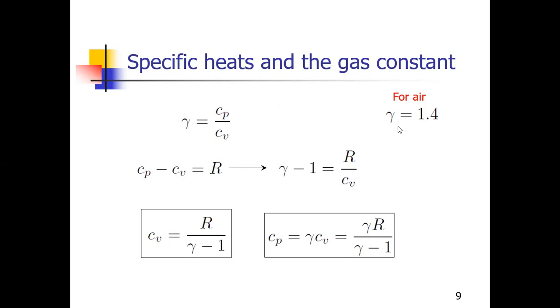The question that you may have in mind is, why is gamma larger than 1? Why is Cp larger than Cv? Can anybody answer this question for me? It's an important question. It would be nice if you have an understanding of this.